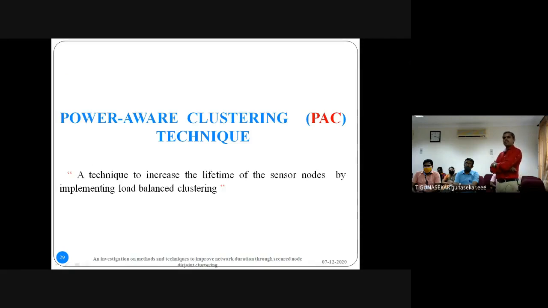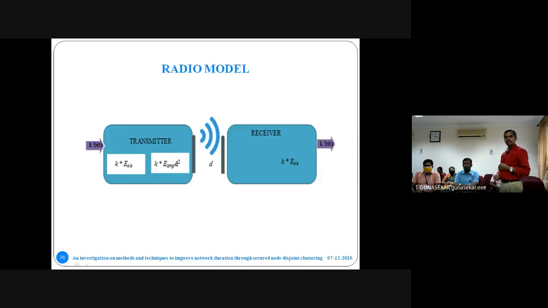So this is my first proposed technique, power-aware clustering, to increase the lifetime of sensor nodes by implementing effective load balancing among all clusters in the network. To implement this technique, we should know about the radio model used for that. Here one receiver is placed a distance d from the transmitter.